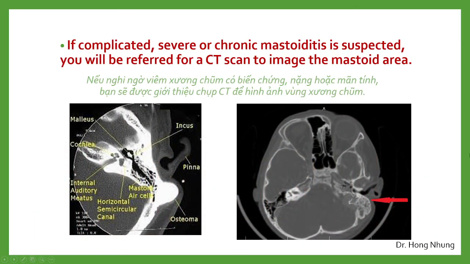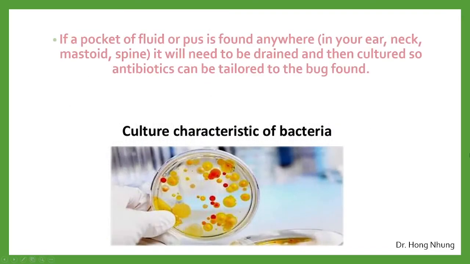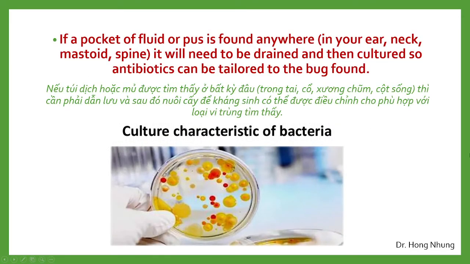If complicated, severe, or chronic mastoiditis is suspected, you will be referred for a CT scan to image the mastoid area. If a pocket of fluid or pus is found anywhere in your ear, neck, mastoid, or spine, it will need to be drained and then cultured, so antibiotics can be tailored to the bug found.